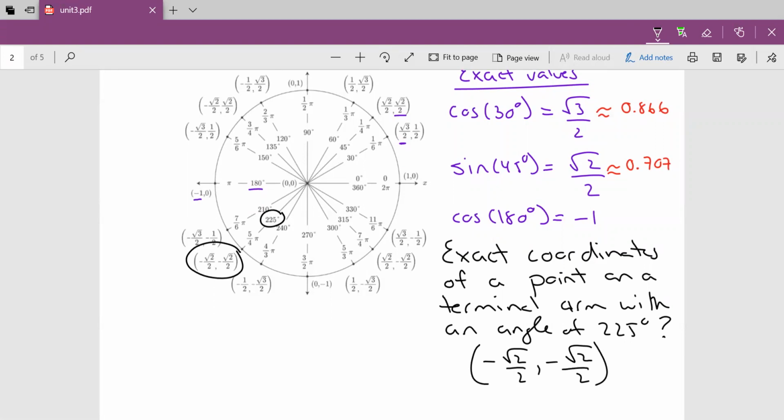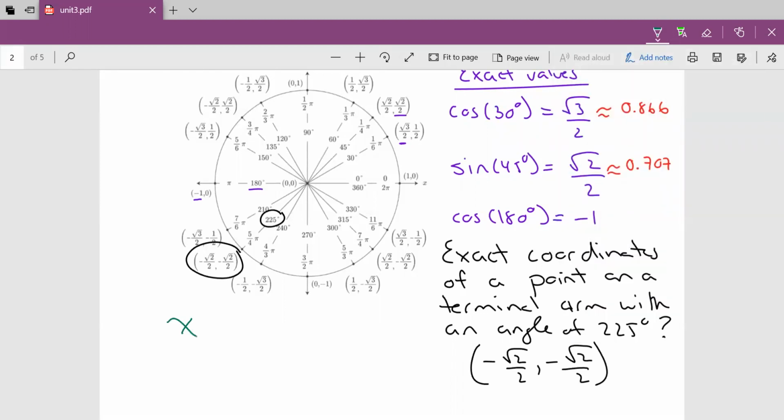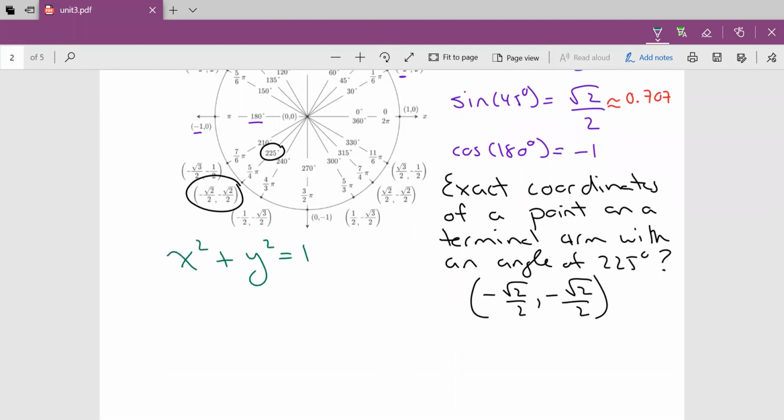So I want you to practice this unit circle. We're going to use it for the rest of trig, which is a very long unit. Couple more things in this short little video. I want you to remember the equation of the unit circle is this: x squared plus y squared equals 1. I want you to know that any point on the unit circle can be written as (cos theta, sine theta), because the x value is the cos, the y value is the sine.